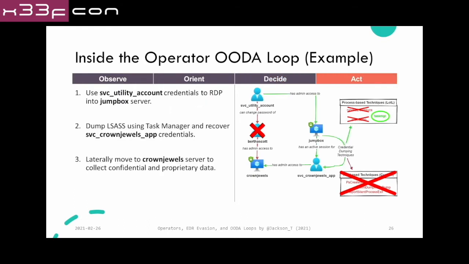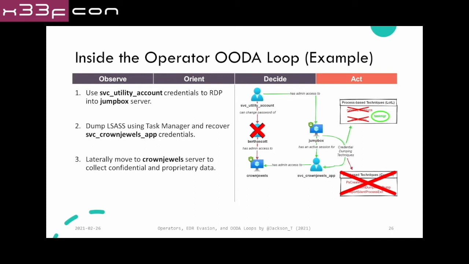Now we've effectively filtered down our options to one that we can act on. We can use the utility service account to RDP into the jump box server. Then we can launch Task Manager, right-click, dump LSASS, and that can get us credentials or hashes for that crown jewel service account. And with those, we can finally laterally move to the crown jewel server for collection.